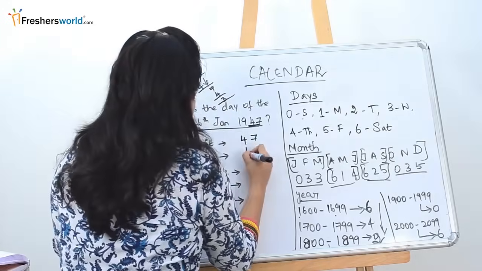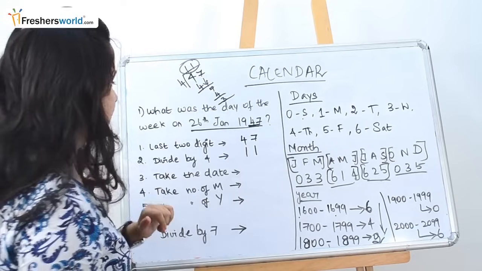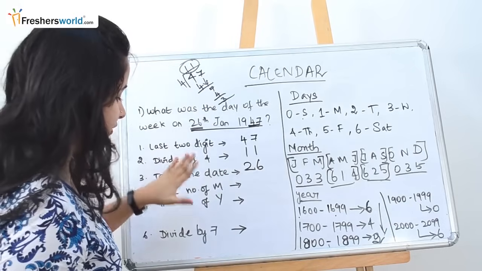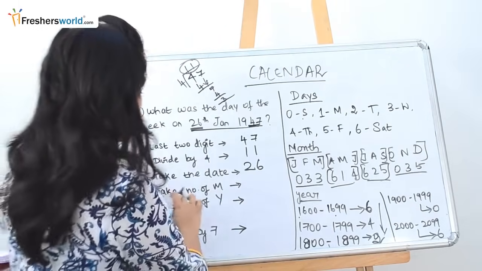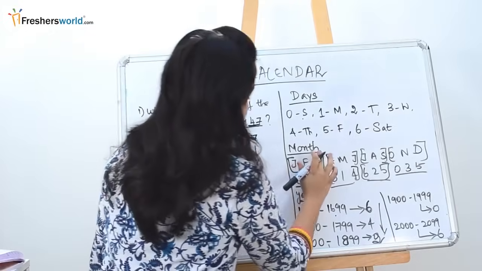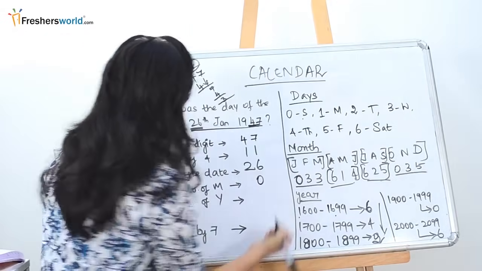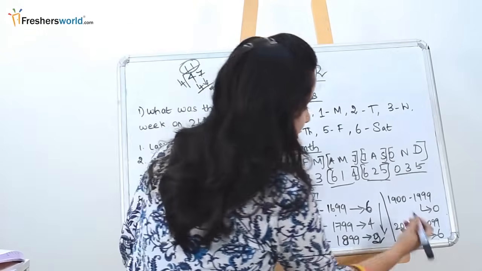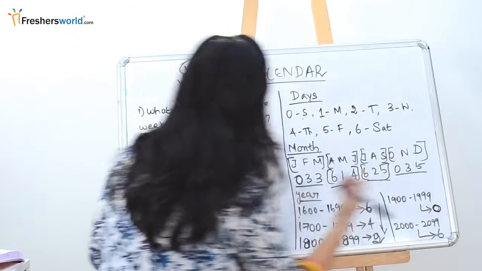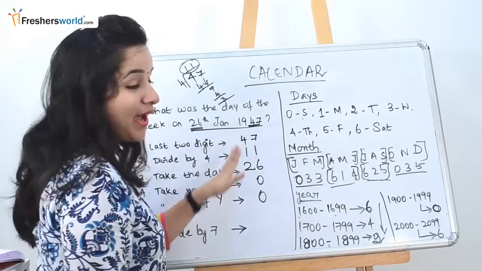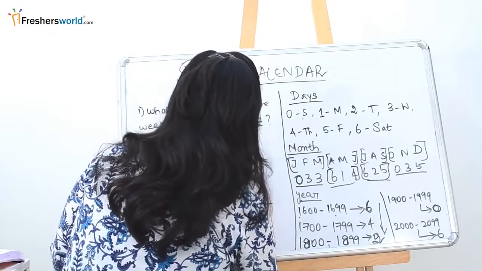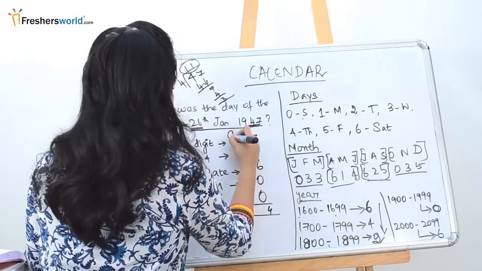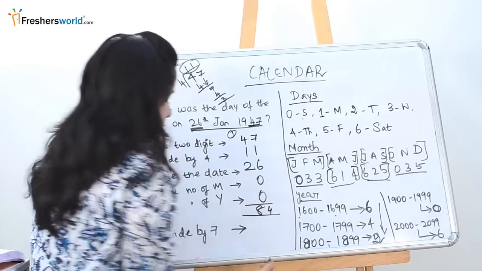Take your quotient. Next, take the date, which is 26th. Next, take the number of the month. What is the month? Jan. Jan is nothing but 0, so we take 0 here. Next, take the number of the year. The year is 1947, so 1900 to 1999 is also 0 here. So we take it as 0. Now you add these first 5 steps: 7 plus 1 is 8, 8 plus 4, 8 plus 6 is 14, and so on. Your total is 84.